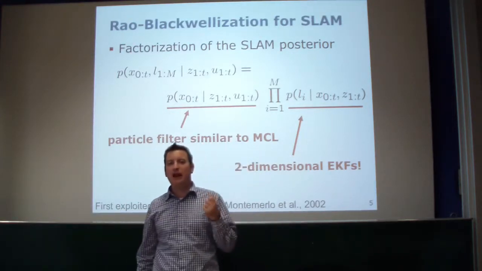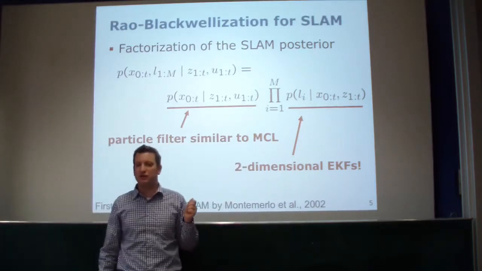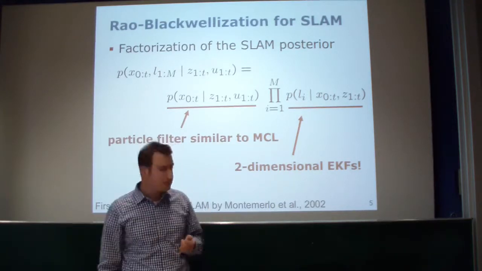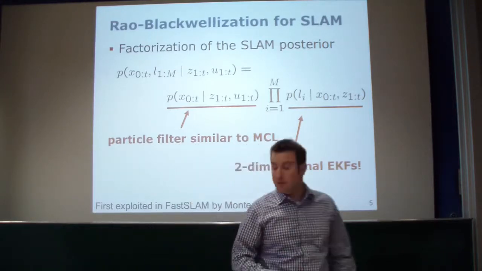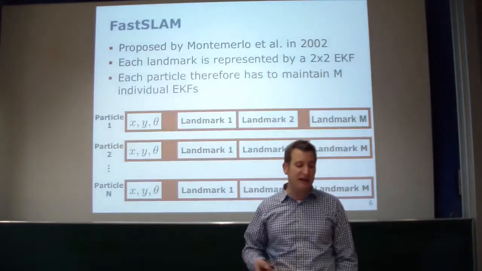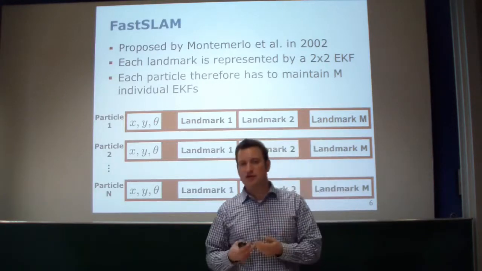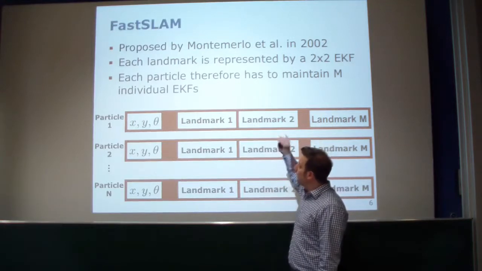So every particle carries its own set of EKFs to estimate the landmark locations. And that means that every particle has its own map. That was kind of the key idea of the Rao-Blackwellized particle filter for SLAM. And the first one who actually implemented this idea in an efficient manner, so that the outcome was a working system, was Mike Montemerlo, 2002.